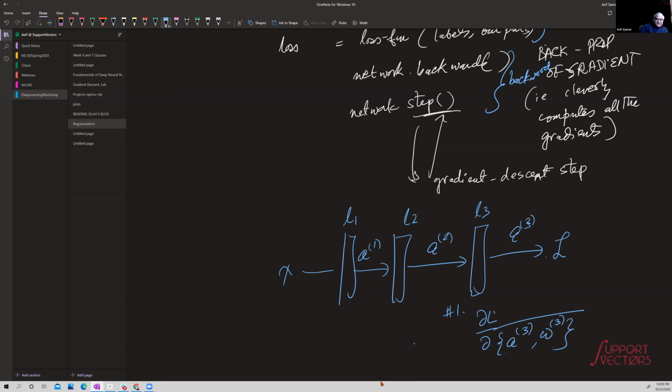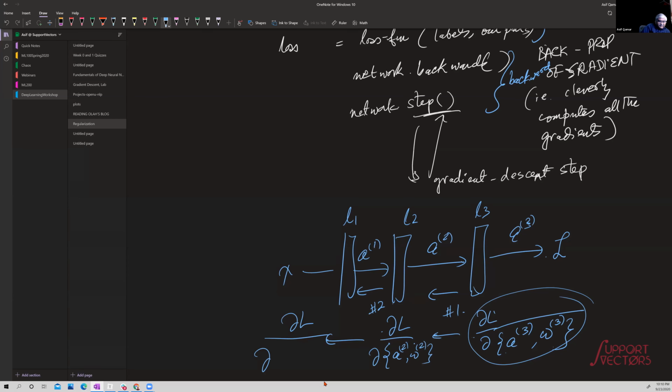Now, once this is done, then you move back to number 2. And here now you can compute, using what you computed here, the gradient with respect to A2, W2. You need this. This is number 2. You can't do number 2 without doing number 1. And then you move back again, one more layer, and then you can compute the loss with respect to A1, W1, and then you're done.